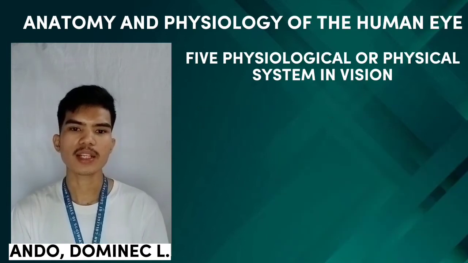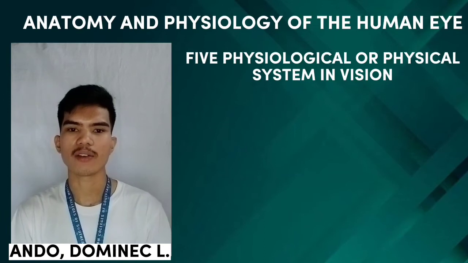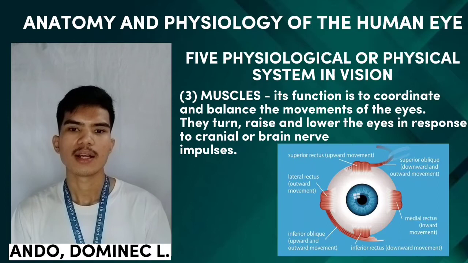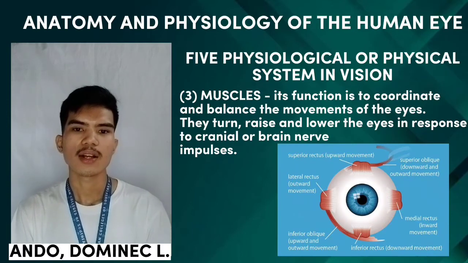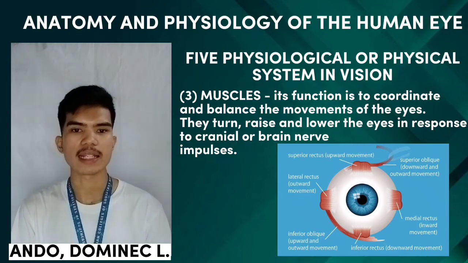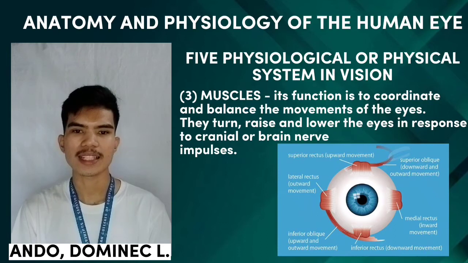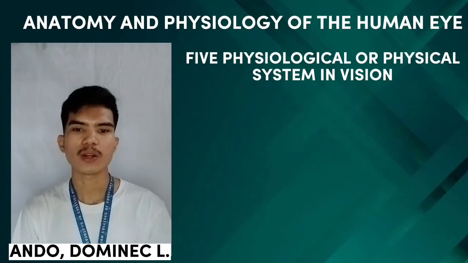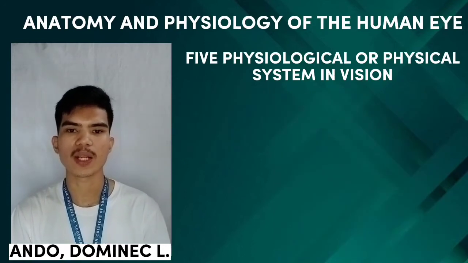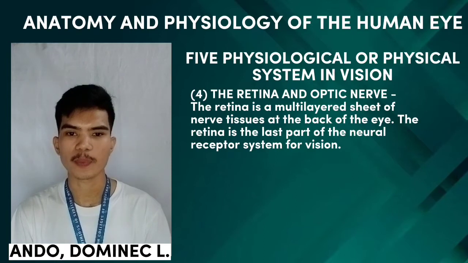So now let's proceed to the third physiological or physical system in vision, which is the muscles. The function of the muscles is to coordinate and balance the movements of the eyes. They turn, raise, and lower the eyes in response to cranial or brain nerve impulses. The fourth physiological or physical system in vision is the retina and optic nerve.